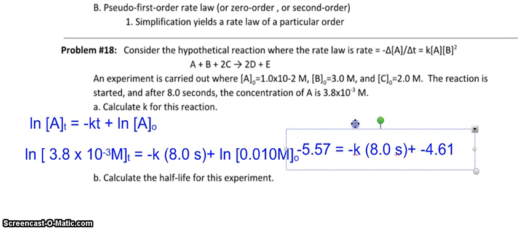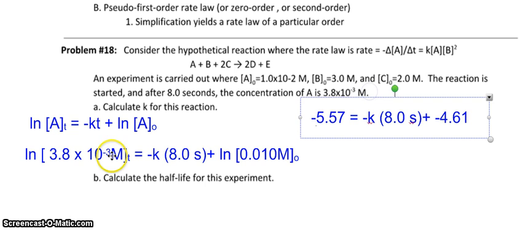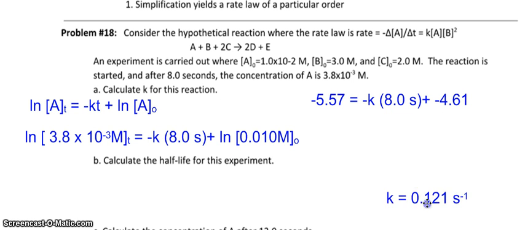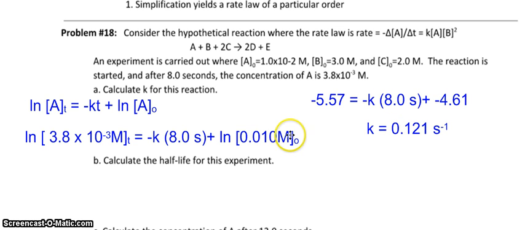All right, so here I have this value, the natural log of 3.8 times 10 to the third I got here, and I kept solving for k. And so hopefully this is what you got for k. k is 0.121 per second.